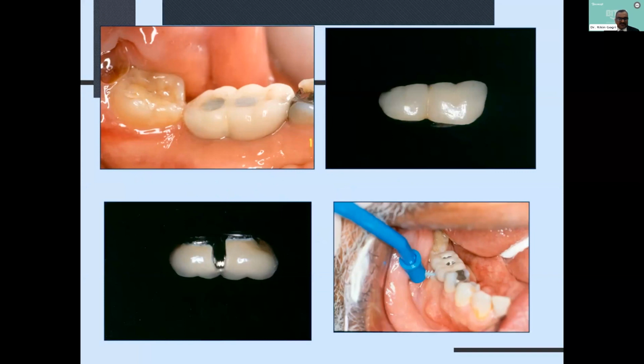These are a few slides. You can see the margin of the implant, the margin of the prosthesis, and the interdental brush and how to clean it. You have to explain this, you have to show these slides. There are multiple videos available on YouTube, which you can show to your patient on how to clean the prosthesis.